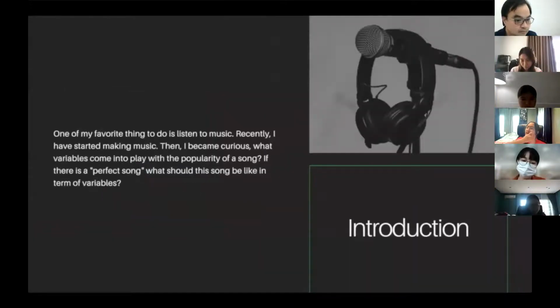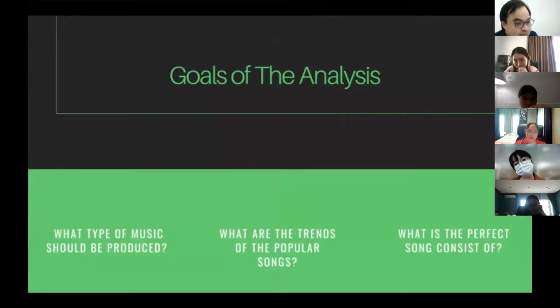One of my favorite things to do is listen to music. Recently, I have started to make music. Then I became curious: what variables come into play with the popularity of a song? If there is a perfect song, what should this song be like in terms of variables? So the goals of this analysis are what type of music should be produced, what the trends of the popular songs are, and what a perfect song consists of.